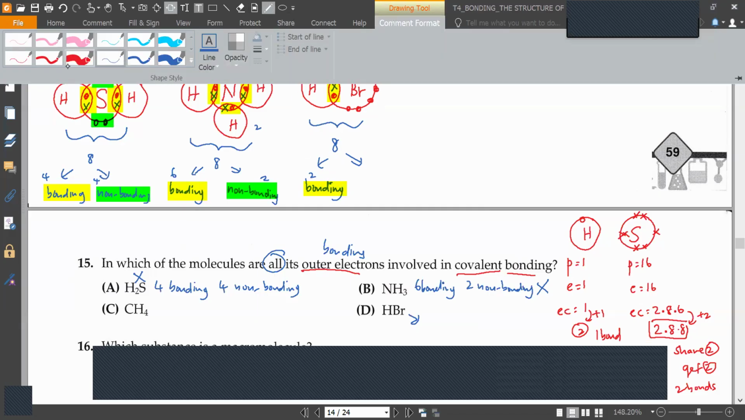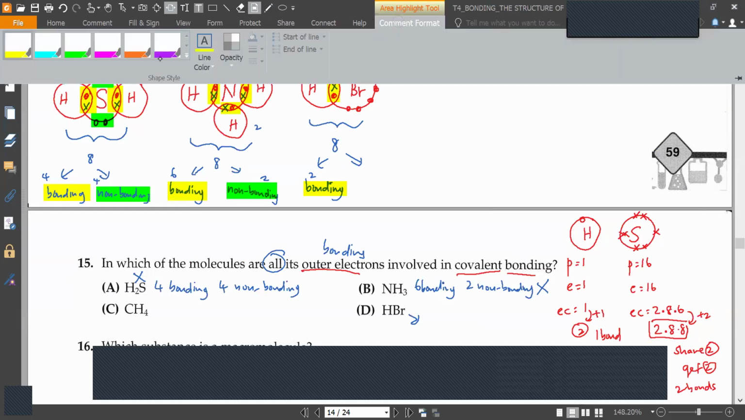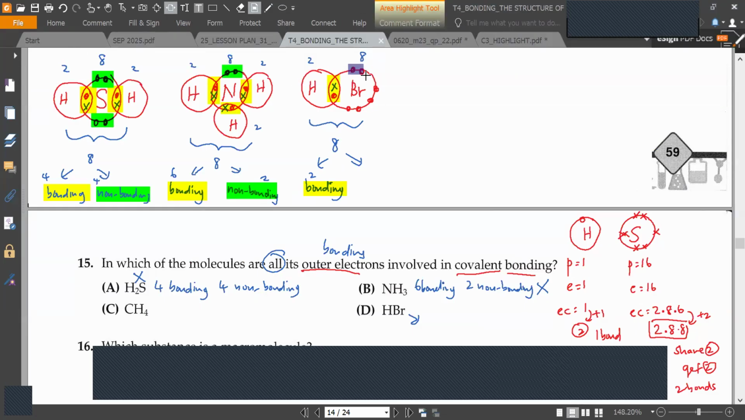Okay, non-bonding, 1, 2, 3, 4, 5, 6. Non-bonding will be 6. So this one is 2 bonding, 6 non-bonding.